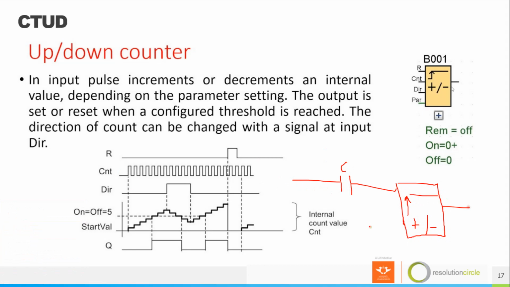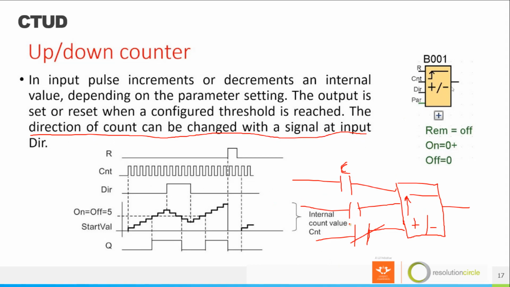Okay, so it has reset, where whenever reset is pressed it will reset the number. It has a direction, right? So the output is set or reset when the configured threshold is reached. The direction of the counter can be changed with the signal at the input.